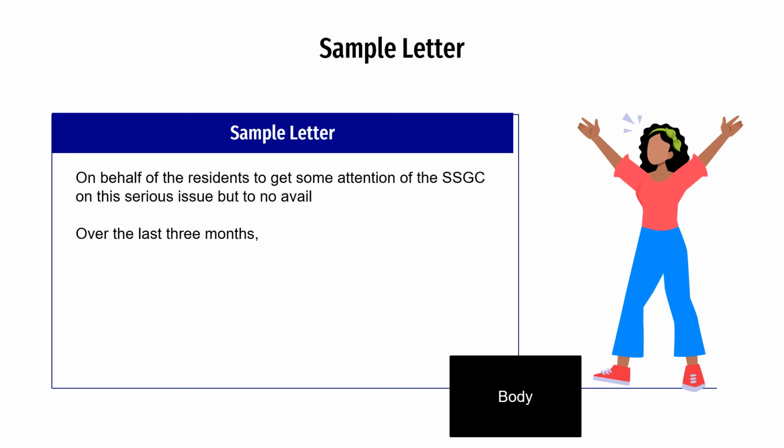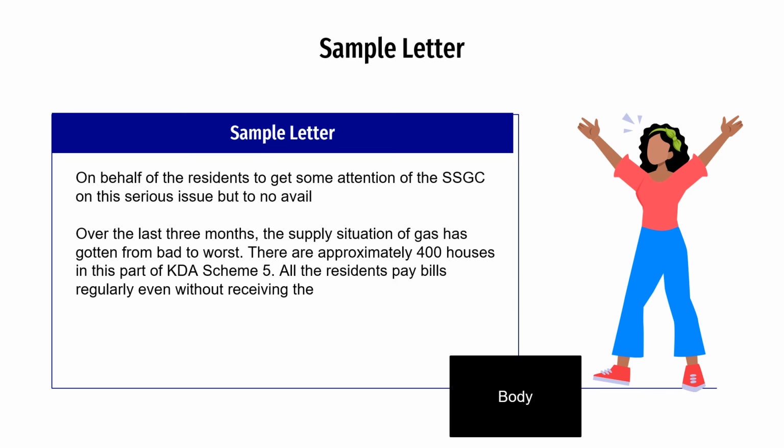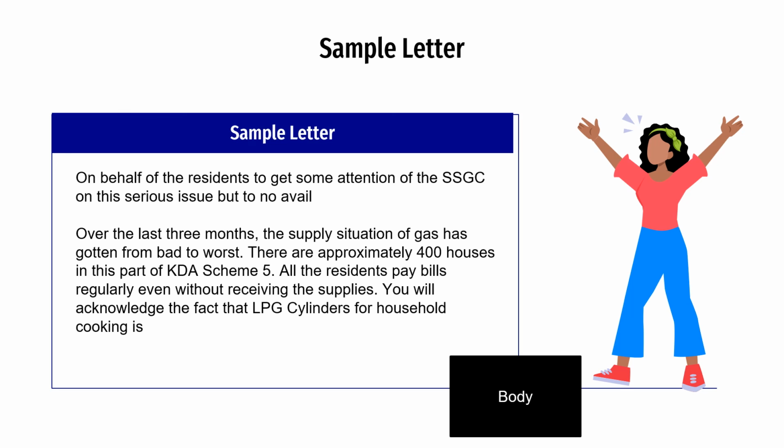Now we will start the second paragraph, which is the body of the letter. Over the last 3 months, the supply situation of gas has gotten from bad to worse. There are approximately 400 houses in this part of KDA Scheme 5. All the residents pay bills regularly even without receiving the supplies. You will acknowledge the fact that LPG cylinders for household cooking are costly. Moreover, it is not safe to keep them at home.